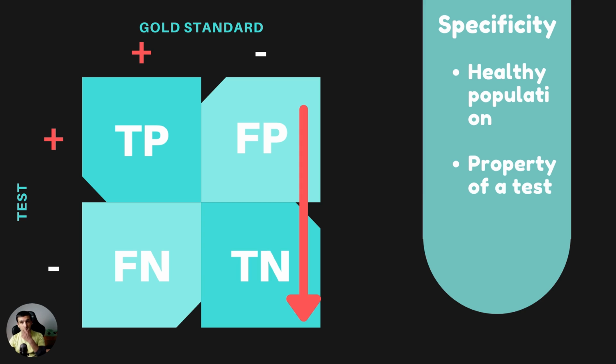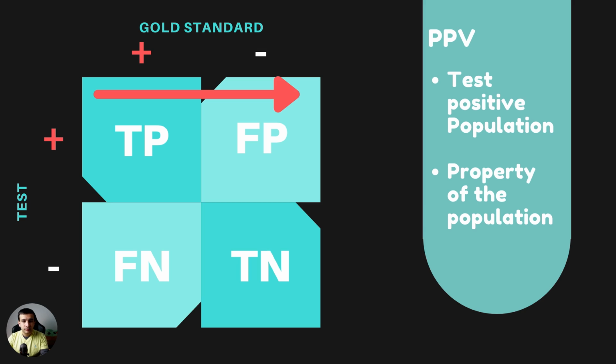Specificity: the population is the healthy population, meaning all the people that the gold standard said are healthy. So you already know how to determine the population part of it, the denominator part of these two. It is also a property of the test and would not depend on the population, and we'll talk about it more. So positive predictive value, what's the population?